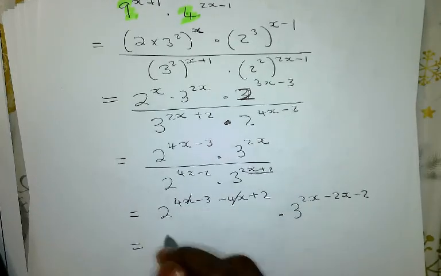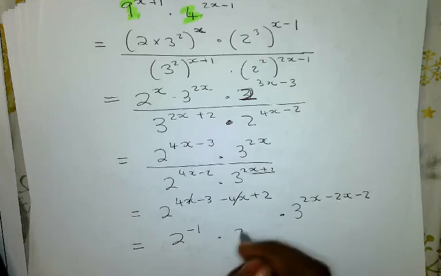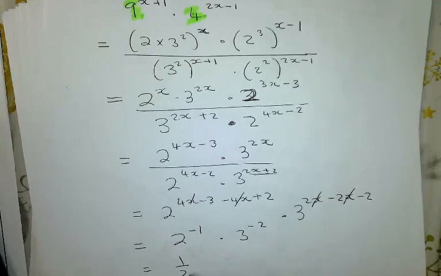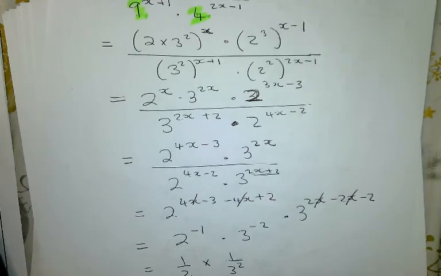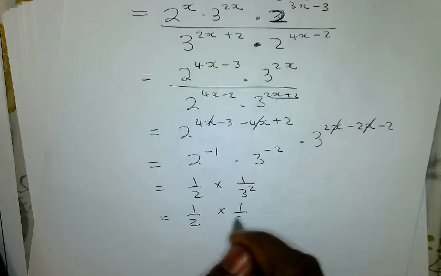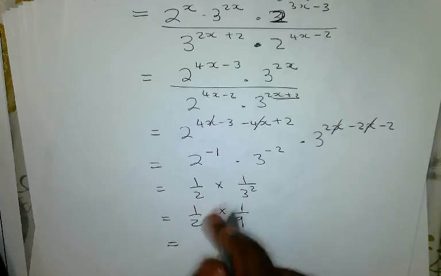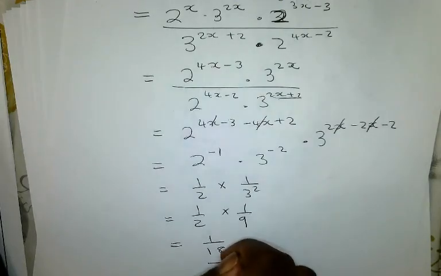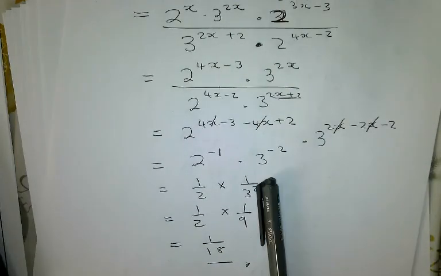Then I have minus 2 multiplied by minus 3 squared. Minus 2 multiplied by minus 1 over 9. 1 over 2 multiplied by 1 over 9 becomes 1 over 18. Yes. Okay. Moving along, guys.